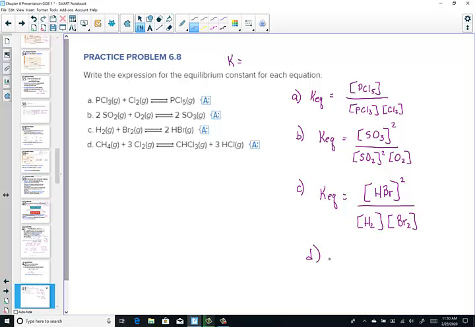And there's one more to check, KEQ. Here we have the concentration of CHCl3 first power times the concentration of HCl, now that needs to be cubed from its coefficient of 3, set over CH4 raised to the first power and Cl2 cubed. There's the expression for letter D. Products over reactants, where the coefficients become the exponents or the powers to which we raise.